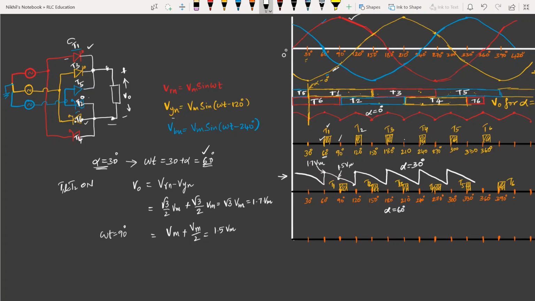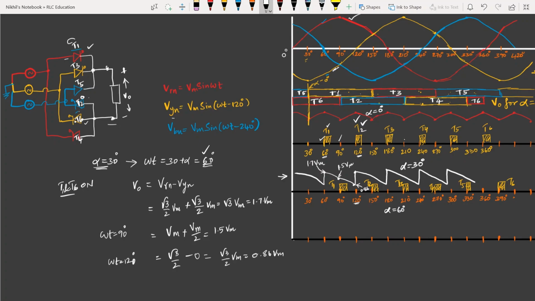At 120 degrees, T2 has been triggered. Before T2 is triggered, what were the conducting pairs? T1 and T6 are on. So if you put omega t equal to 120 degrees, sin 120 degrees is root 3 by 2, and Vm sin (omega t minus 120): with omega t equal to 120, this will become 0. So that will be root 3 by 2 Vm, which in decimal is 0.86 times Vm. So if you see this point, this is the lowest point, equal to 0.86 times the maximum voltage. But at 120 degrees, T2 is also triggered.